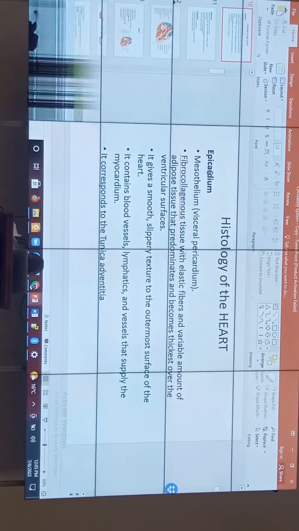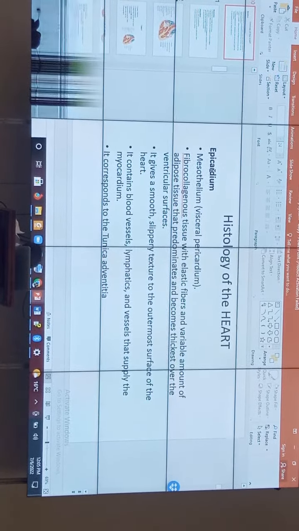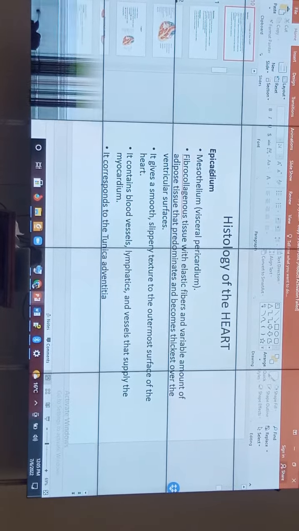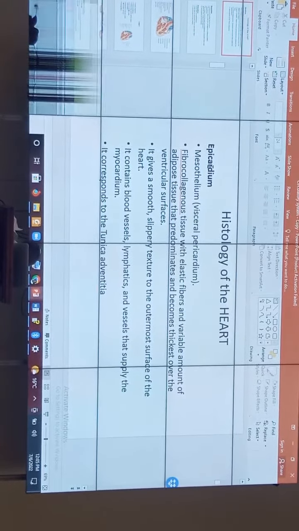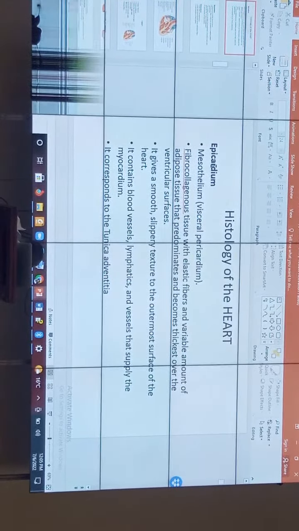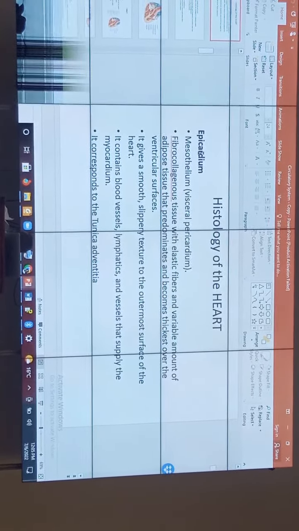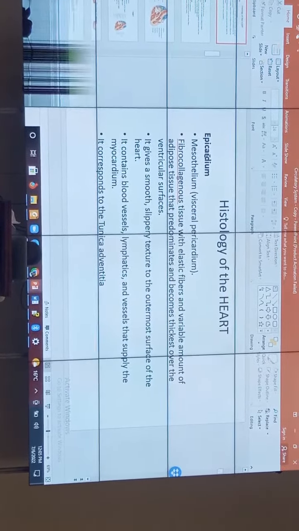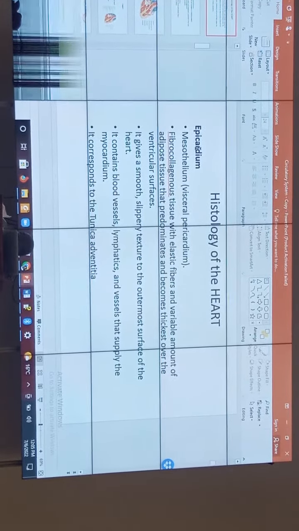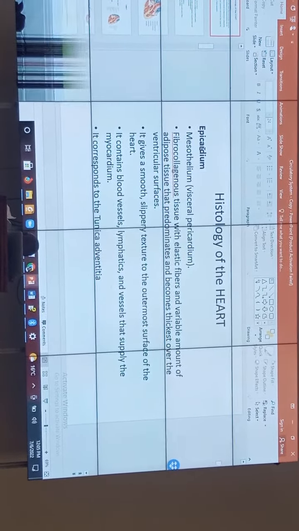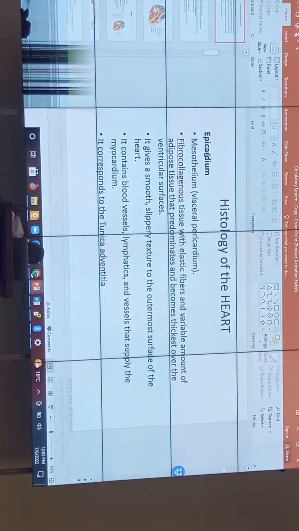All right. So the epicardium is actually made up of loose connective tissue that is overlaid by the visceral pericardium. Remember the pericardium? The more reason why we needed to do the pericardium before we talk about the histology. Okay? Sorry about that.